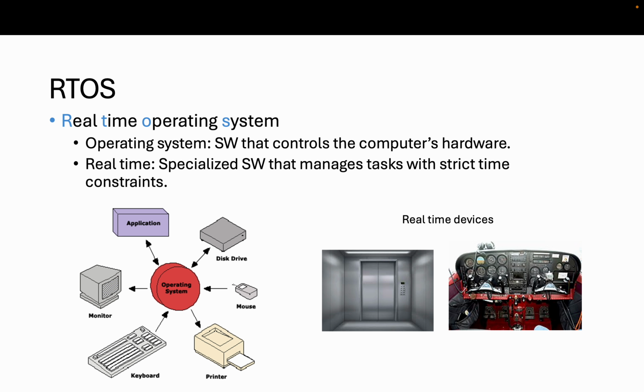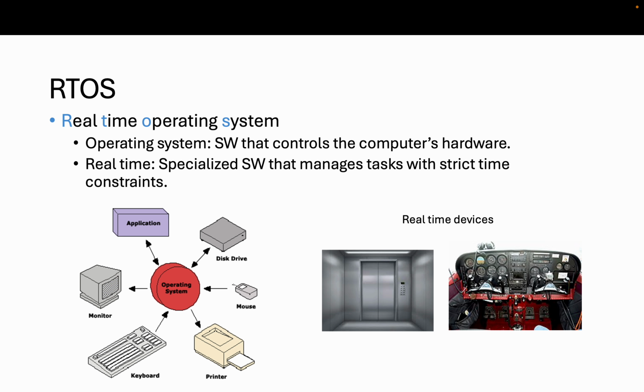Now for RTOS, that stands for real-time operating system. So an operating system is a software that controls computer hardware. You can see the sample picture that I have here on the left. The operating system, call it Windows, iOS, or whatever, is a software that's controlling everything that the computer is doing. It has an interface with the monitor, with the hard drive, with the mouse, printers, keyboards, and also all the applications that are running. So the operating system is the main software that creates the interaction between hardware and user.